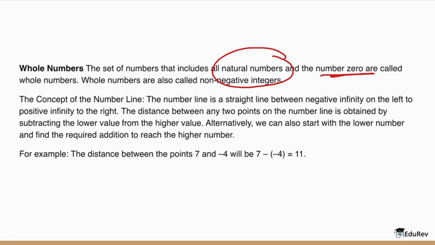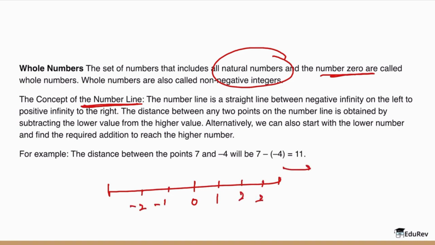That is your whole numbers. Okay, now the concept of number line. I have told you what number line is. This is what a number line is, on which you can represent your numbers. This is your positive infinity approaching your negative infinity. So, the concept of number line.